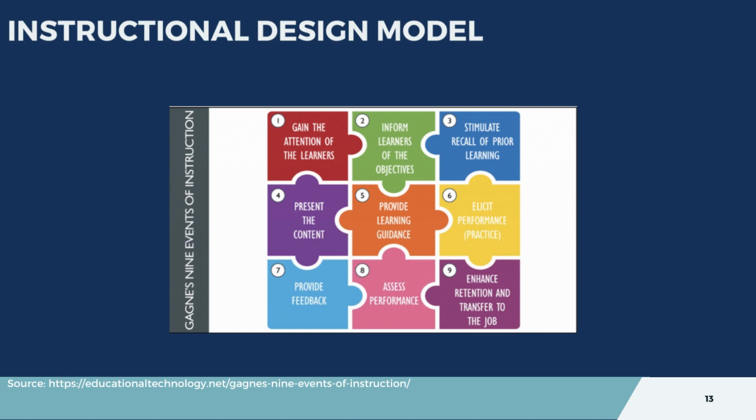So, based on behaviorist and cognitivist learning, Gagne's 9 events of instruction is a widely used instructional design model that specifies the 9 steps that guide learners' learning process. This model has been widely used in computer based learning in the past 4 decades. The 9 steps of instruction include gaining the attention of the students.